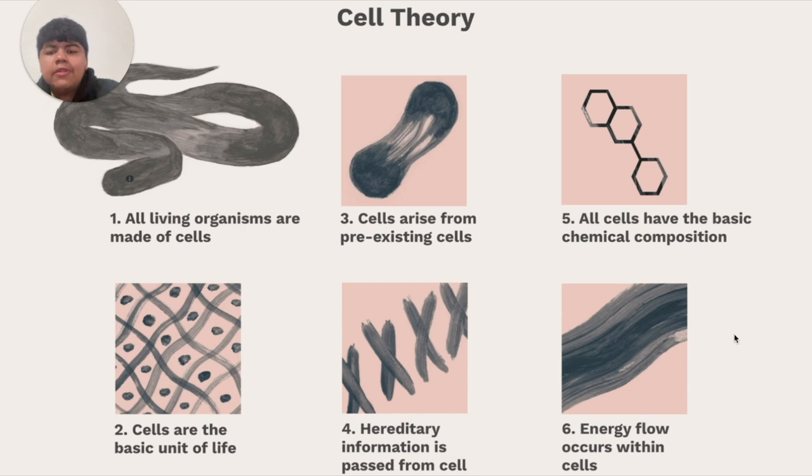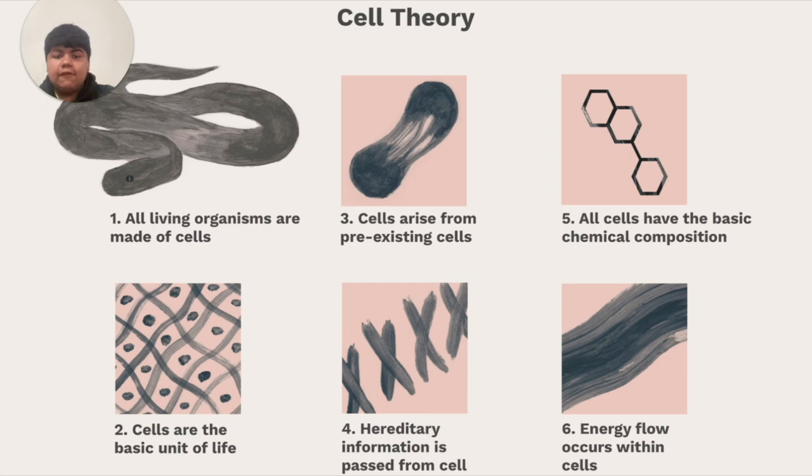First, all living things, all organisms, are made of cells. All the living things, all the things that have life, that breathe, that eat, that reproduce, have cells. Then, cells are the basic unit of life. The basic unit of life means that all things that have life have cells. If you don't have cells, you don't have life.